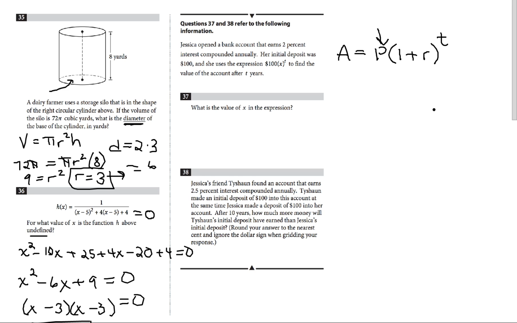Her initial deposit was $100, and she used the expression 100x to the t to find the value of the account after t years. So what is the value of x? Well, x is going to be 1 plus the interest rate of 2%, so it's 1 plus 0.02, which equals 1.02.